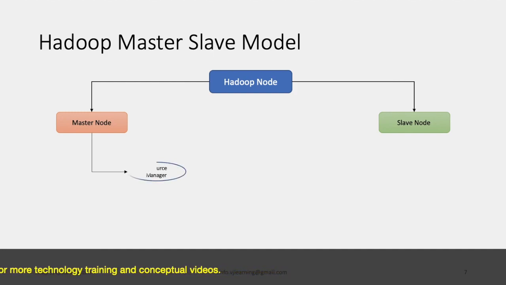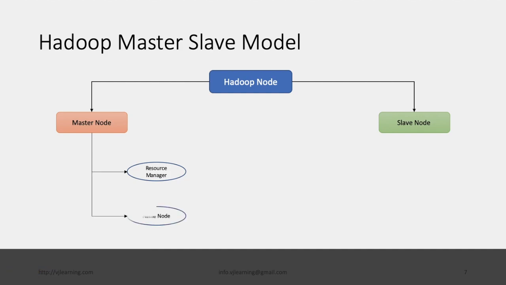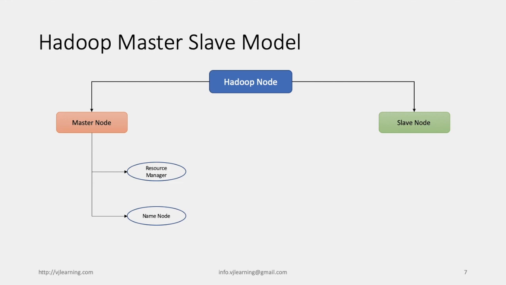In the master node, we have two daemons running. One is called the resource manager. This takes care of all the resources within the cluster. And the second daemon, which runs on the master node, is the name node. Name node maintains the metadata of all the cluster information, like how many data nodes I have, where the data is, and how many replicas are there in the cluster, and all that is maintained within the name node.